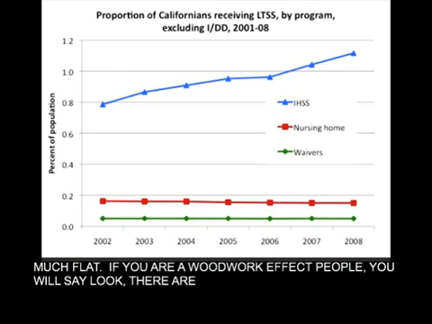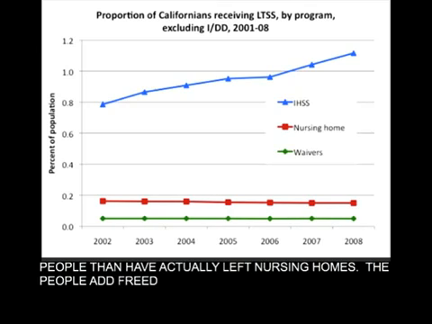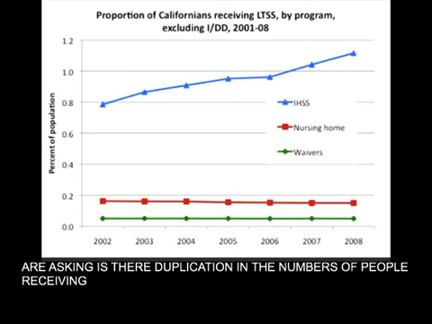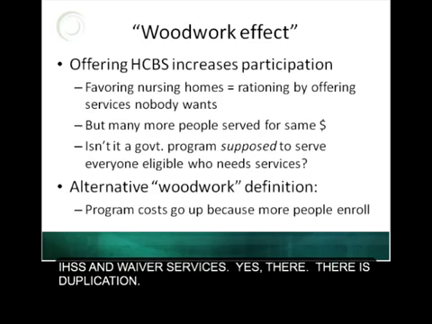So if you're one of these woodwork effect people, you'll say, aha, look, there are lots more people getting long-term care in California because IHSS is serving so many more people than have actually left nursing homes. The people at Freed are asking, is there duplication in the numbers receiving IHSS and waiver services? Yes, there are. There is duplication. On the next slide.